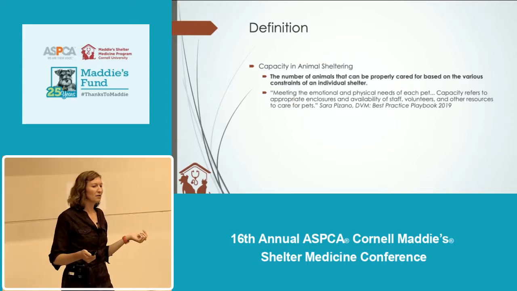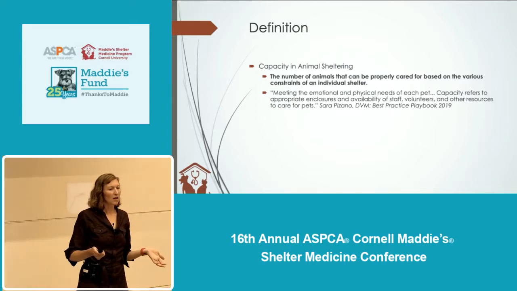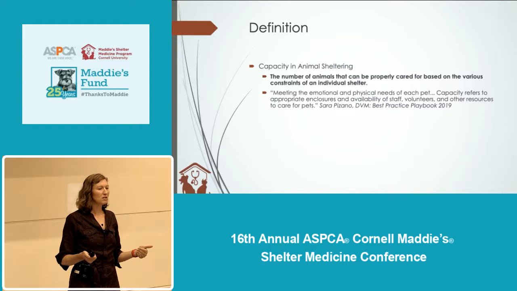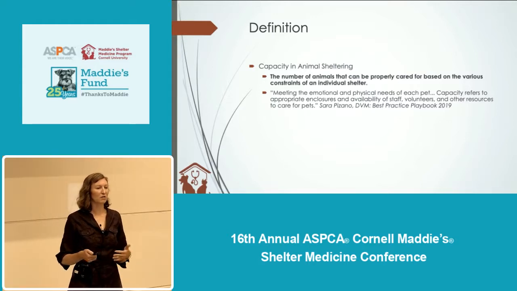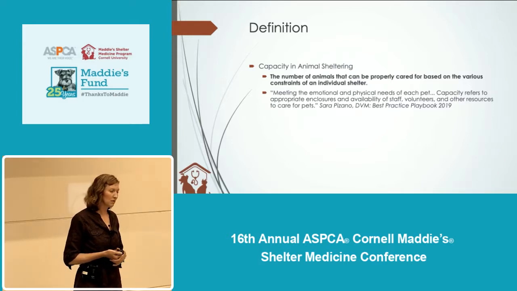In Dr. Paisano's best practice playbook that we just talked about, she says that capacity refers to appropriate enclosures, availability of staff, volunteers, and other resources to care for pets, meeting the emotional and physical needs of each pet.